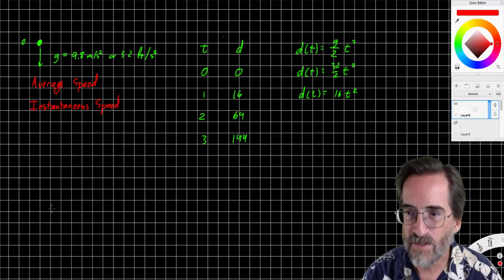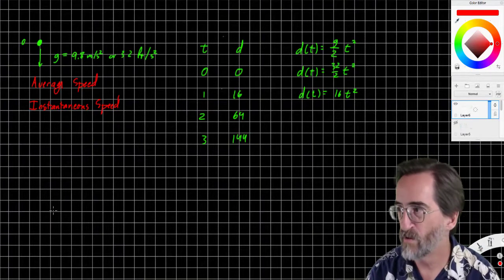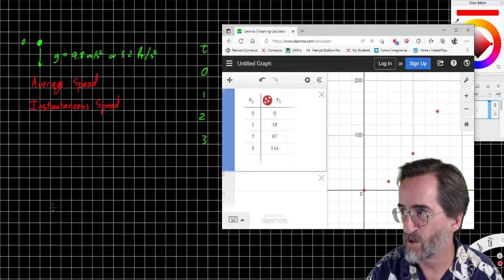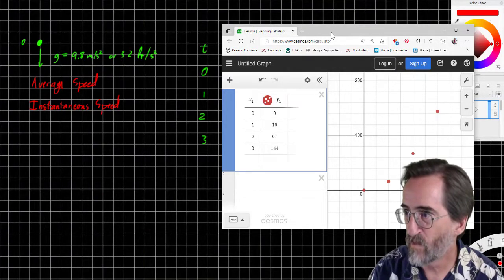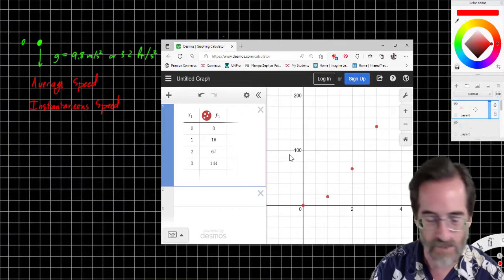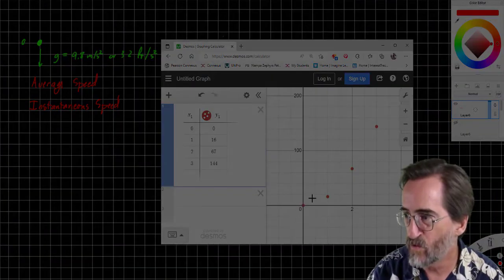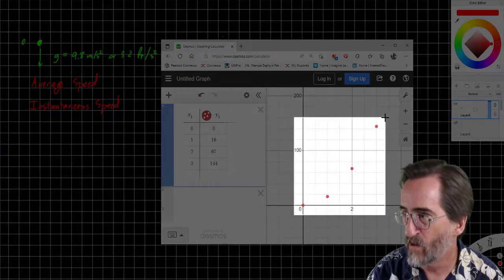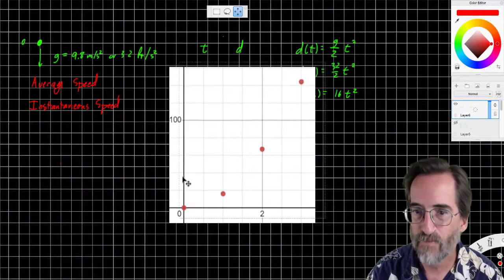So let's sketch this graph again here, and I'm going to take a picture of it. Let's paste that here so we can draw on it.